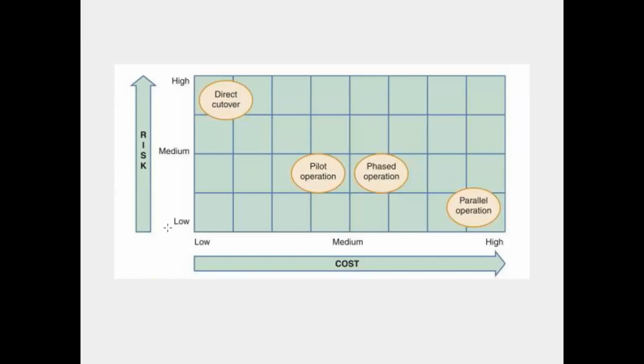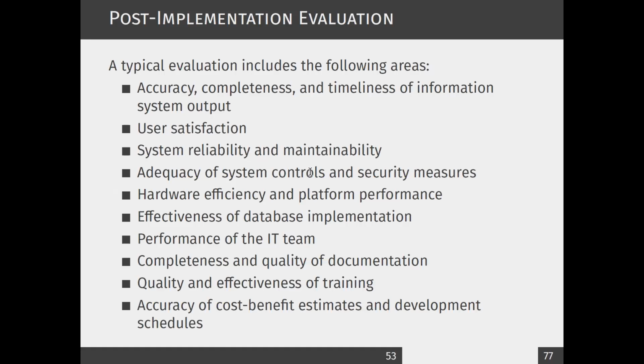Right, now, any method has some advantages and disadvantages. If you think about the costs, direct cutover is the lowest cost possible. Pilot operation and phase operation are in between, but parallel operation will be the highest cost. Then we have low, medium, and high for the risks. So again, we have to decide which operations we need to perform, and accordingly, you have to plan for that.